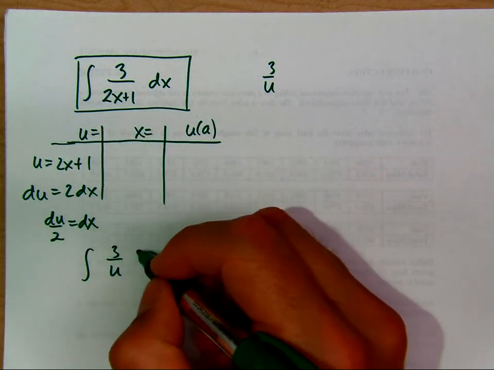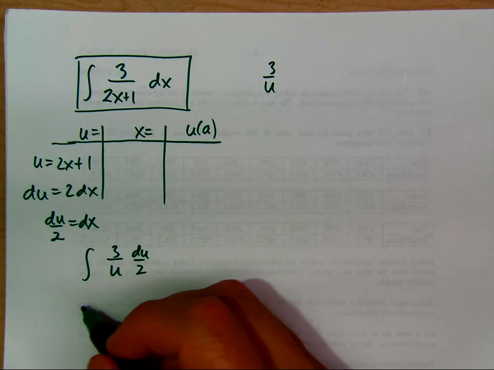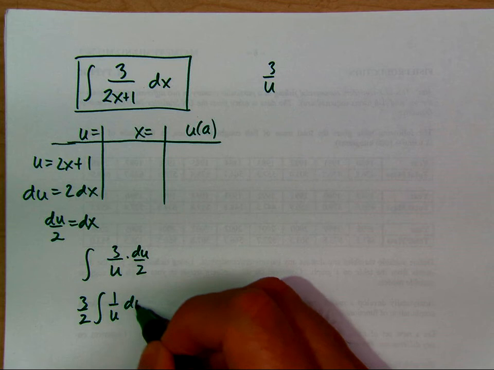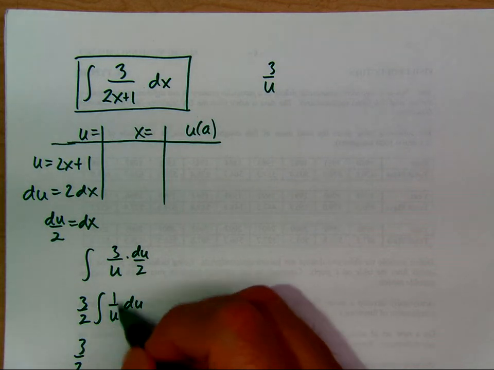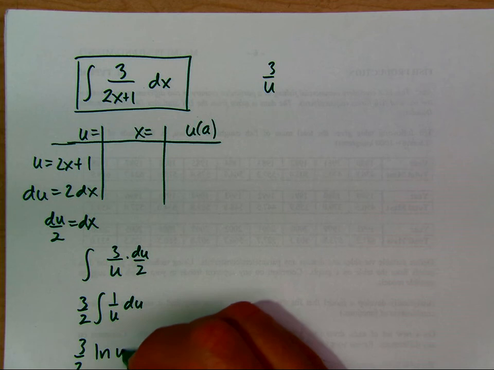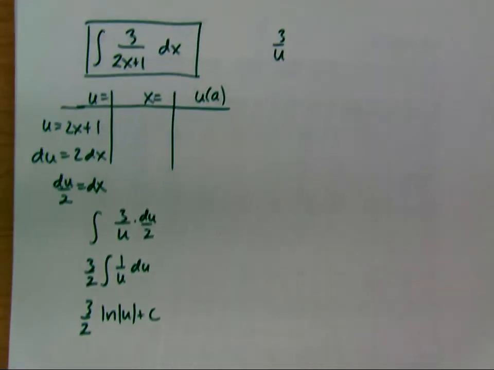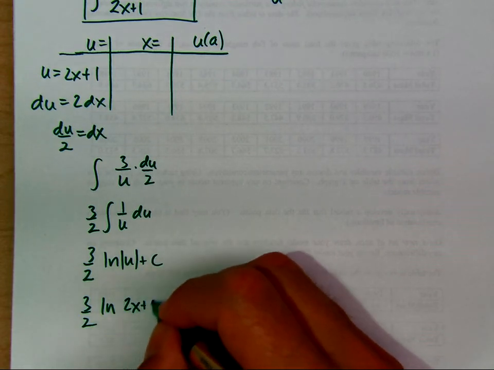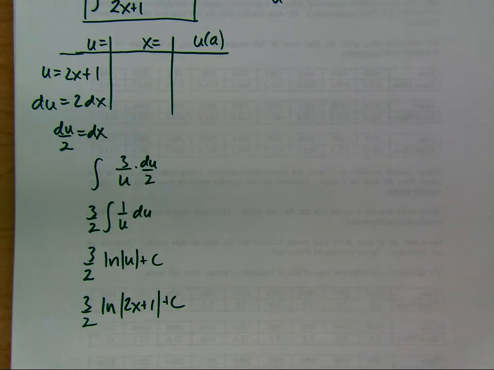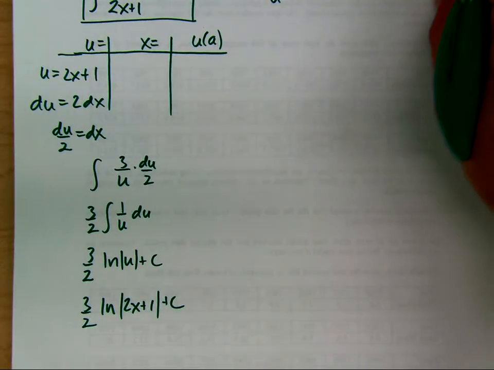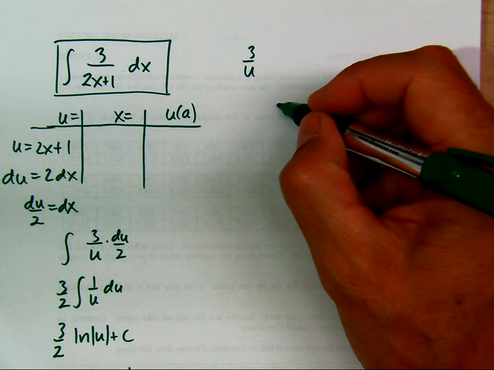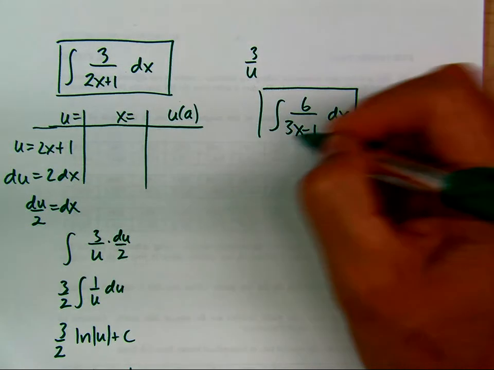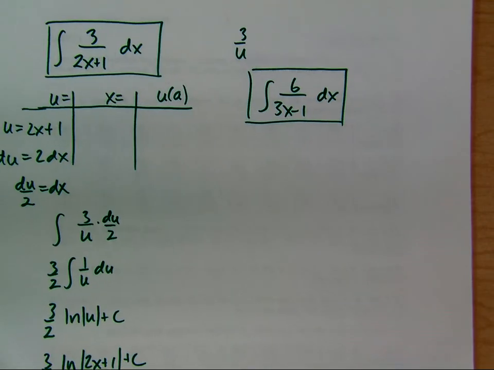dx is du over 2. So we can just take the constants out, and the antiderivative of 1 over u is natural log of u, absolute value, then substitute back. Alright, pause the video and try that one.